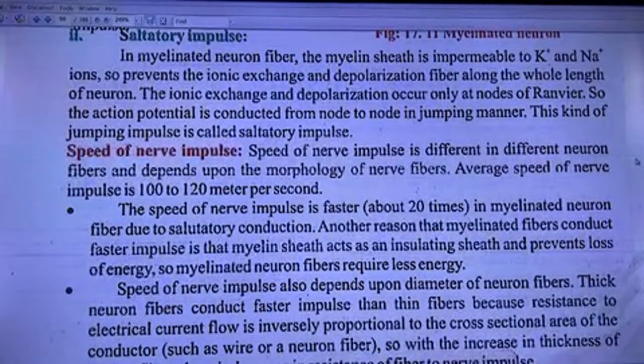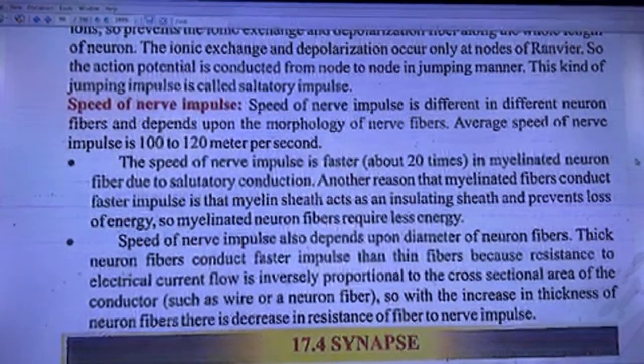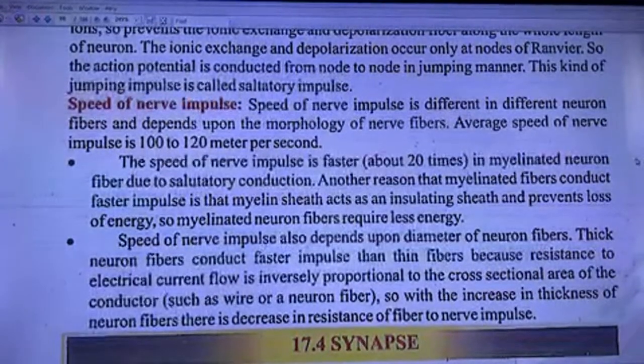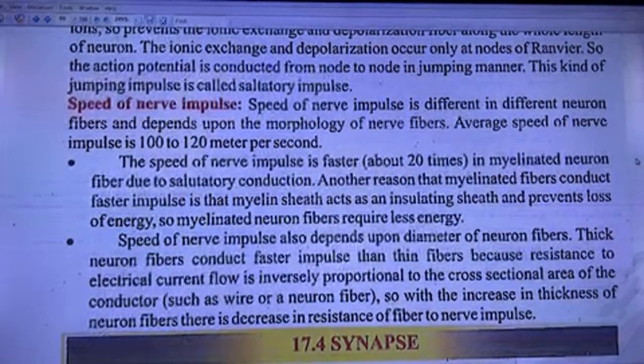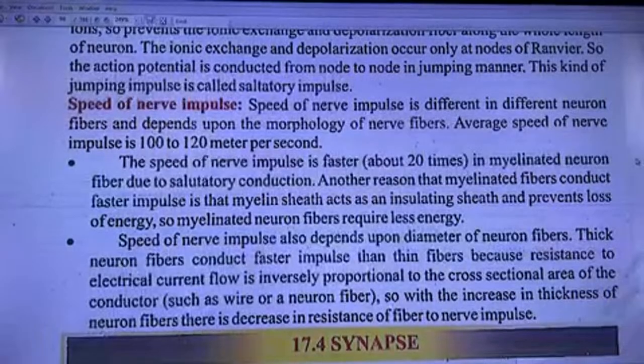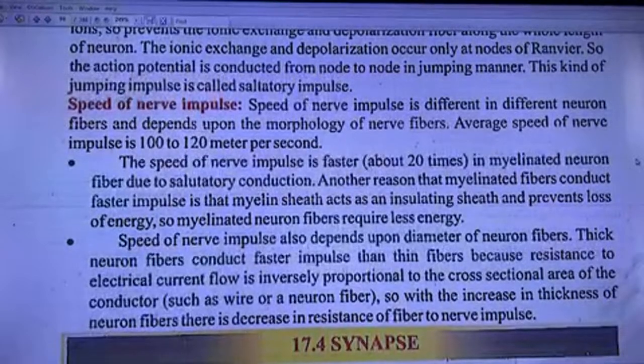Speed of neuroimpulse. The speed of a neuroimpulse is different in different nerve fibers and depends upon the morphology of the nerve fiber. The average speed of a neuroimpulse is 100 to 120 meters per second. The speed of a neuroimpulse is about 20 times faster in myelinated nerve fibers due to saltatory conduction. Another reason myelinated fibers conduct impulses faster is that the myelin sheath acts as an insulating sheath and prevents loss of energy. So myelinated nerve fibers require less energy.